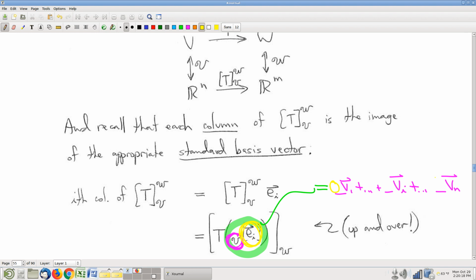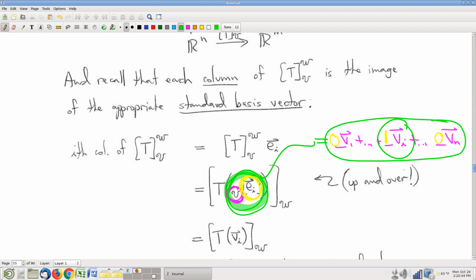So 0 there, 0 there. Mostly, I mean, 0's everywhere except for, well, a 1 right there. So this vector, this linear combination of the v vectors, using EI as our coefficients, is just VI. So, like I say, that simplifies really nicely. That is just VI. And this actually is in fact a very convenient formula for how to compute the matrix, and we'll do an example in just a moment.